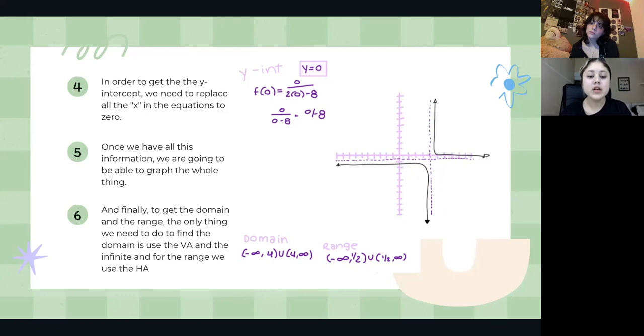For the range it is the same thing. You only need to use, instead of the vertical asymptote, the horizontal asymptote.